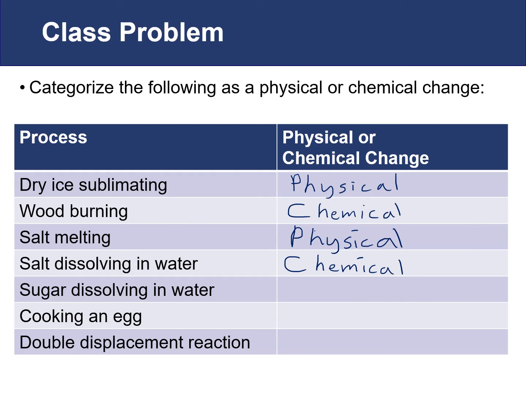Sugar dissolving in water, however, is an example of a physical change. That is because you can reverse the process of dissolution by evaporating the water off, though technically you could also do this with salt dissolving in water. When sugar dissolves in water, however, you are not breaking any of the chemical bonds. The sugar stays sugar. And so this is an example of a physical change.